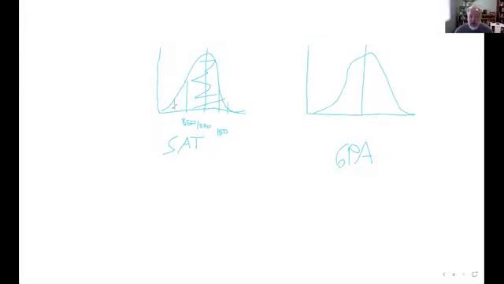2 standard deviations would be 1,300. That's doing pretty good, right? And then plus 3 standard deviations would be 1,450. And my friends that got over 1,400 on the SAT did pretty well, right? They're doing pretty well.